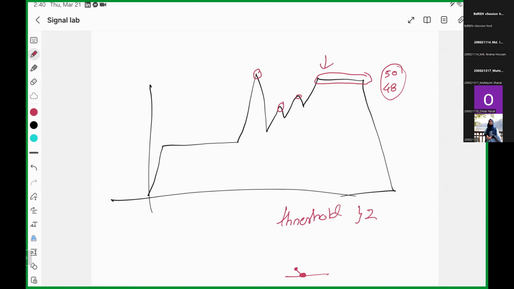Yes, sir. So the threshold is like, this value is considered as the same value. Okay, this is how we define a threshold.